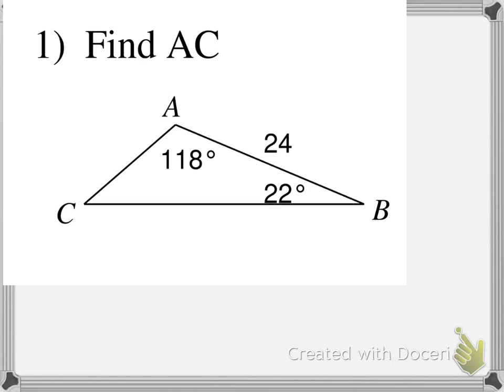So in this problem we are looking for an opposite relationship in order to be able to use the law of sines. And we're asked to solve for side AC that we see right here. And that would be opposite of angle B, which is over here.